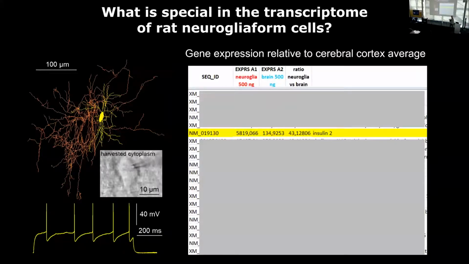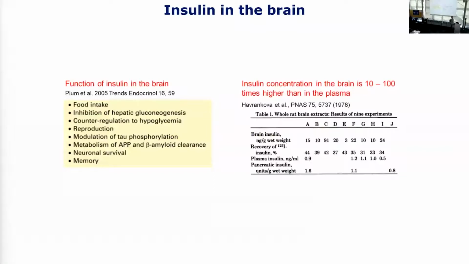Now, number 6 on that difference ranking turned out to be insulin. At that time I wondered how come insulin has anything to do with interneurons or the cortex in general? And it turns out that insulin has a set of really important functions in the brain. And here's this classic paper showing that insulin concentration in the brain is 10 to 100 times, I repeat, 10 to 100 times compared to the blood.